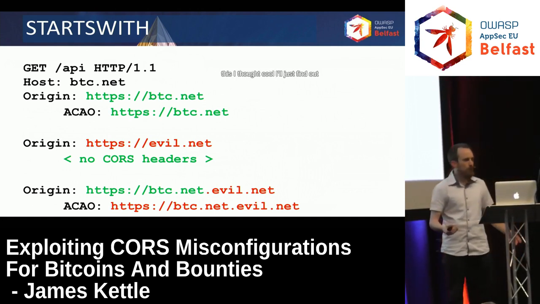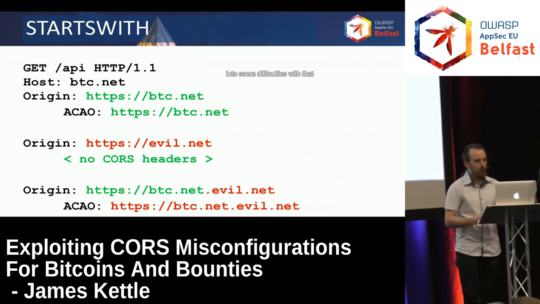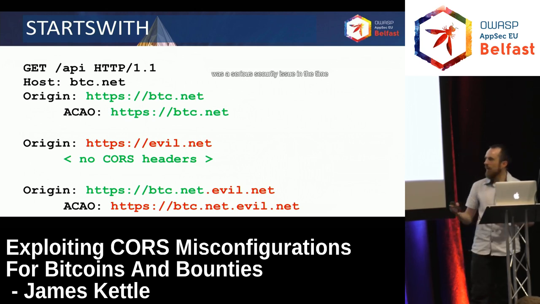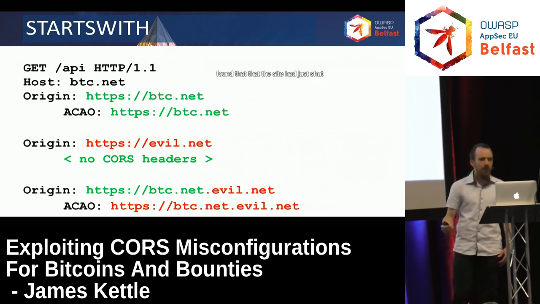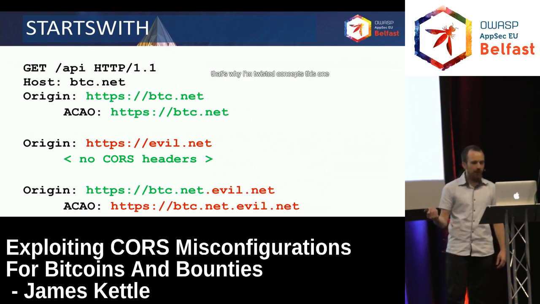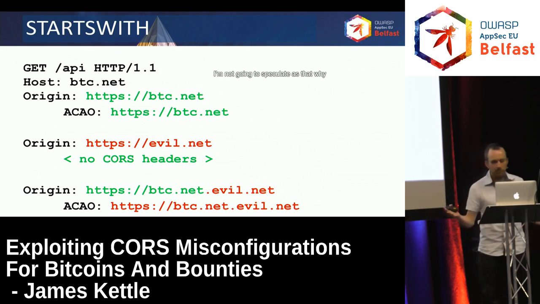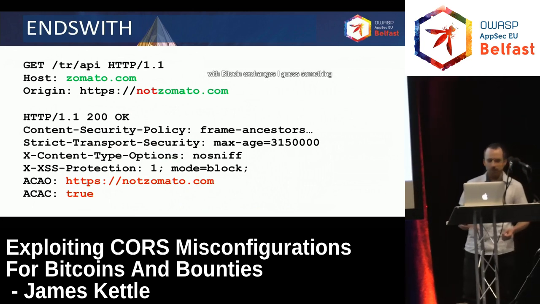When I found this, I thought, cool, I'll just find out how I steal Bitcoins from this site, and then that will go into my talk brilliantly. But due to the design of their API, I ran into some difficulties with that, and I couldn't actually prove that it was a serious security issue in the time I took. So I thought, I'll just come back to this later and have another go. And when I came back in a couple of weeks, I found that the site had just shut down completely. The company had ceased operations, and if you wanted your bitcoins back, you had to phone them up. So that's why there's no proof of concept for this one. I'm not going to speculate as to why that would have happened. Just something to watch out for when you're dealing with Bitcoin exchanges, I guess.